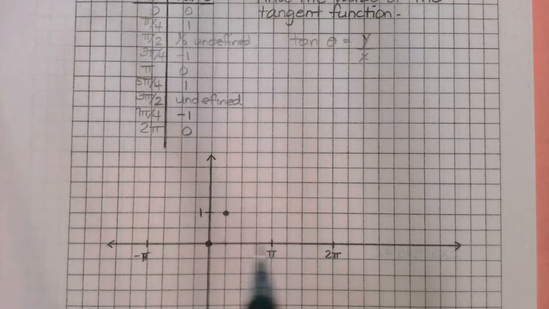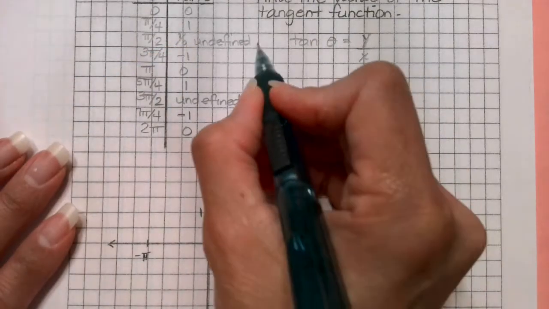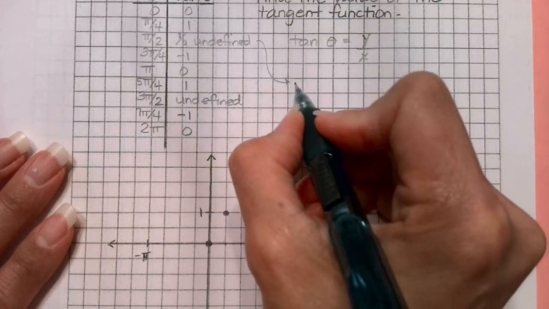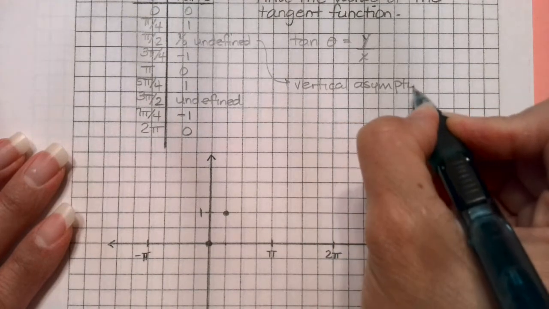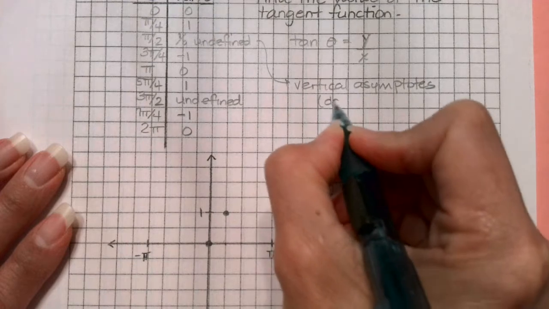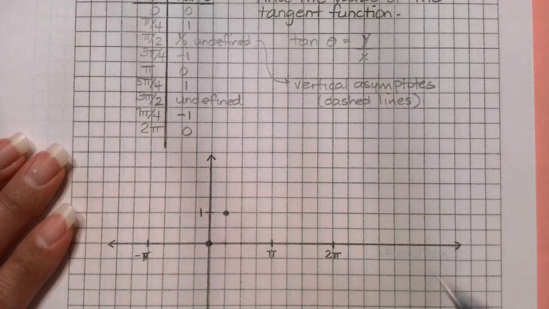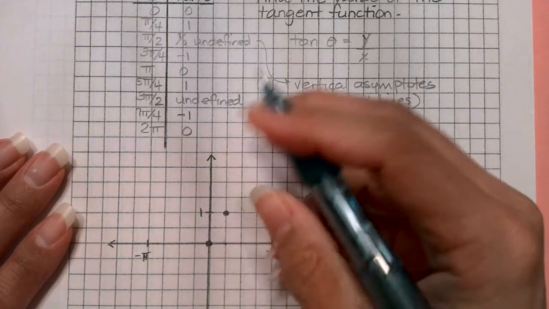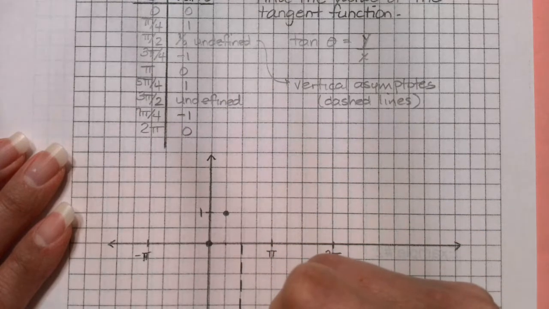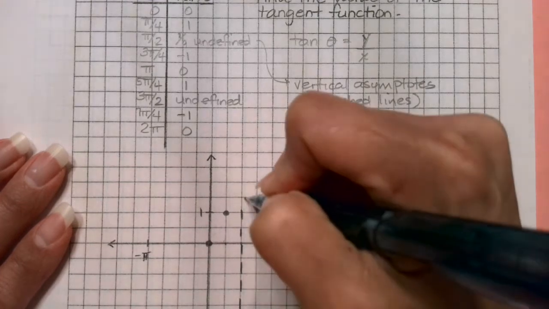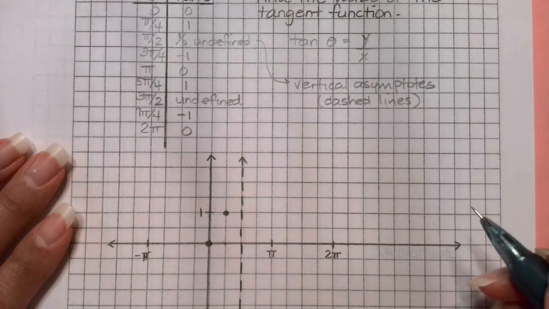At pi over 2, which is half of pi at this value, our answer is undefined. At undefined values on tangent graphs, we will have vertical asymptotes. And what I always want you guys to do is, when drawing vertical asymptotes, you will always draw them using dashed lines. So at, where were we? Pi over 2. I do not have a ruler handy, so we'll just draw a vertical line as straight as we can. There's our pi over 2, and we continue.